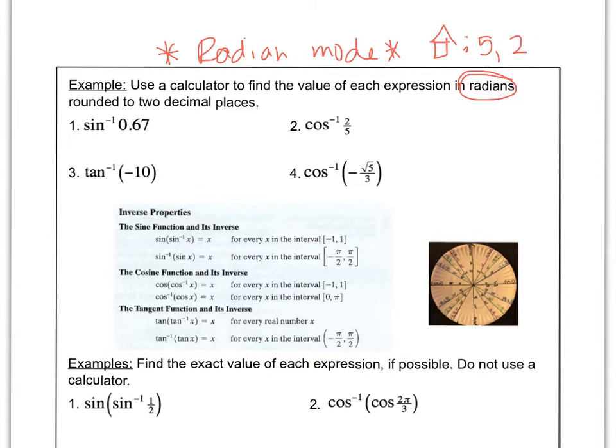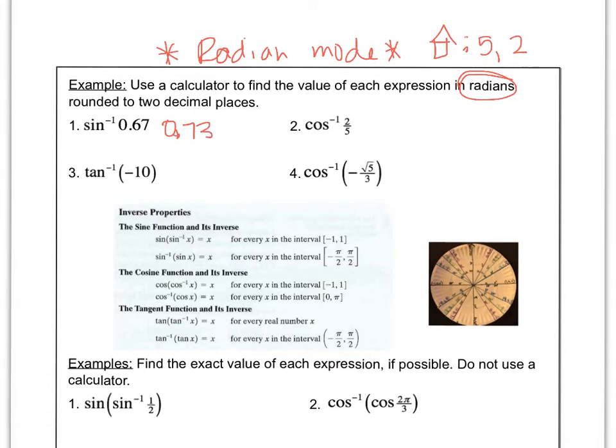So we're going to evaluate these using the calculator. You're just going to type in sine negative 1 of 0.67, and we should be expecting an answer between negative 1.57 and positive 1.57, since it's sine, because that's our range of values we can have. So if you type that in, you should get 0.73.